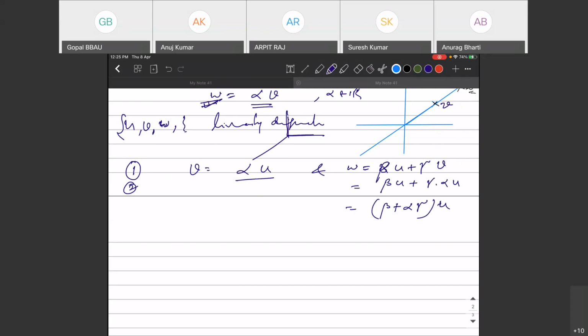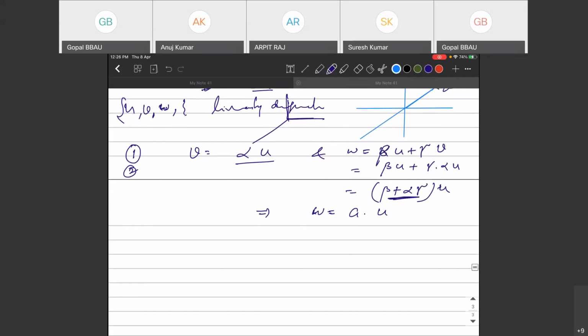So this means W is some, say, A dot U. So in this case, if this is the situation, suppose this is U. In this case, V and W both lie in this line.